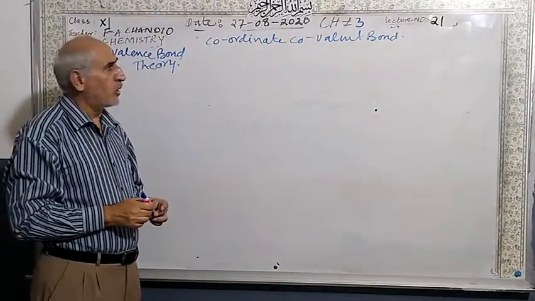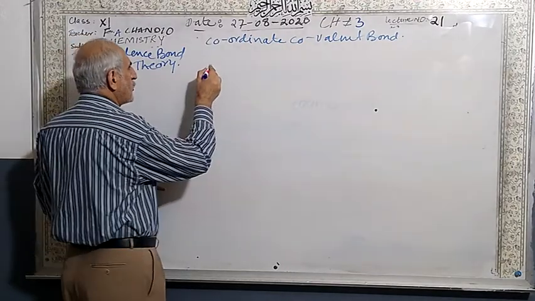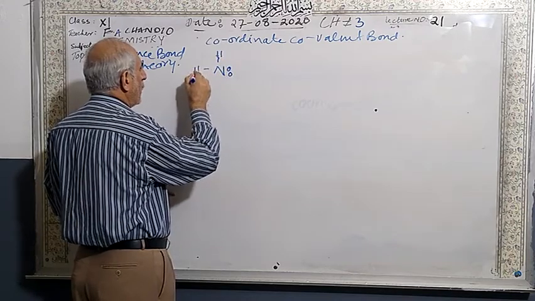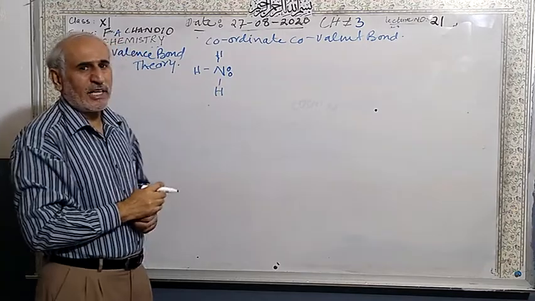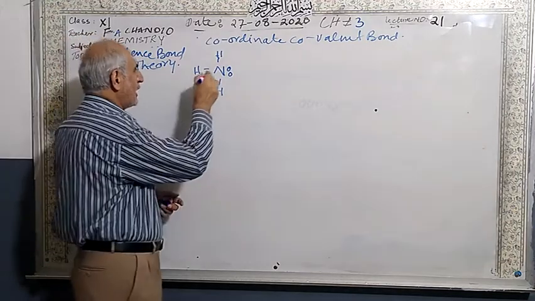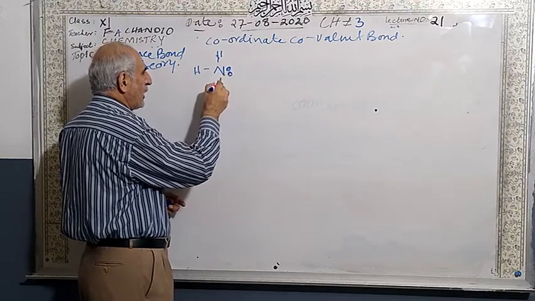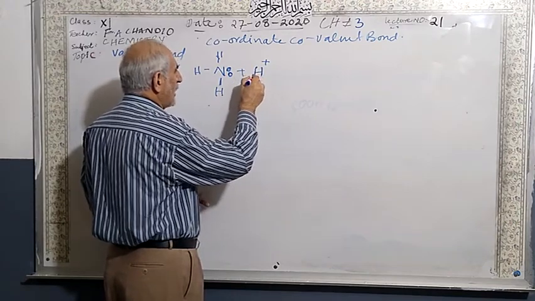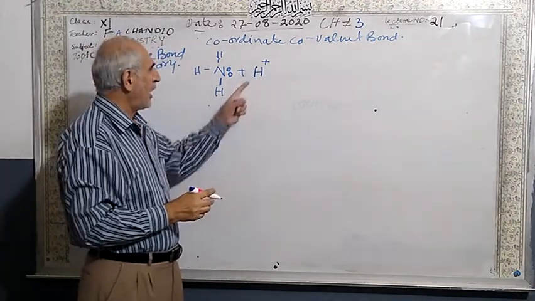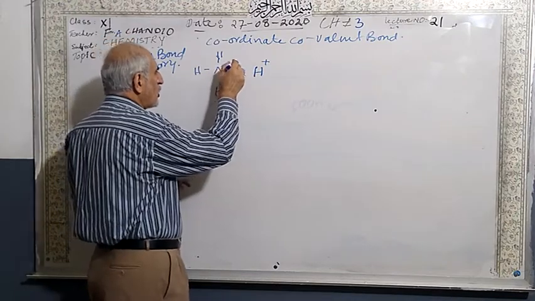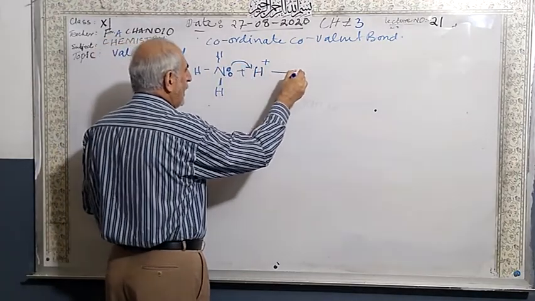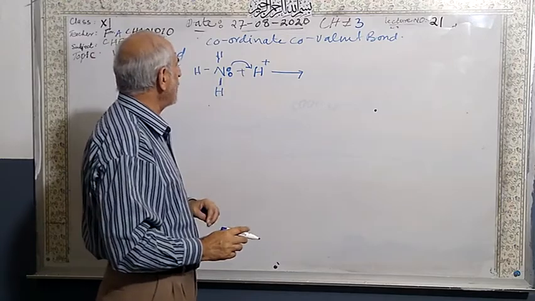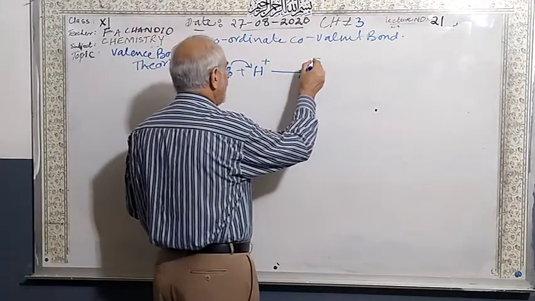A coordinate covalent bond is formed when one atom which has an unshared electron pair, just like nitrogen has an unshared electron pair, donates it to the atom or ion which is electron pair deficient. Hydrogen ion has no electron, so it is going to receive the donation, and during this process the sharing of electron pairs takes place. That's why this is called a coordinate covalent bond.